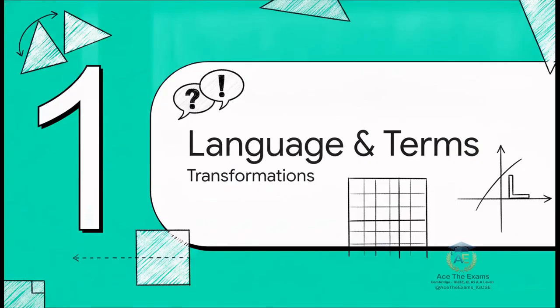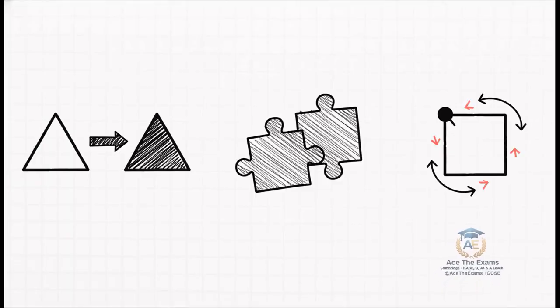Section 1. The language of transformations. Now, what's really interesting about this is how simple these core terms actually are once you just isolate them. When a shape is transformed, your original starting shape is always called the object. The new shape it turns into, that's the image. So we literally say that a transformation maps the object onto the image.